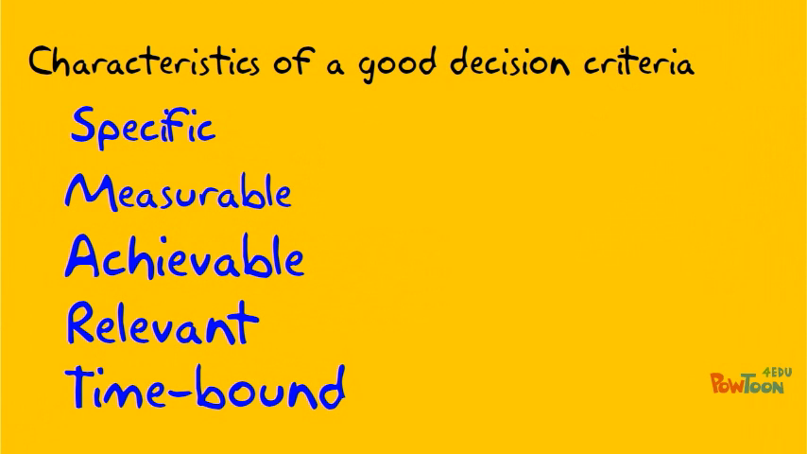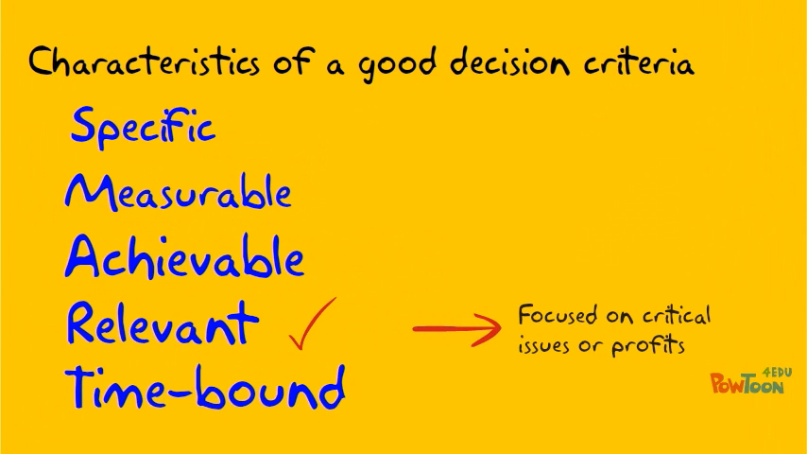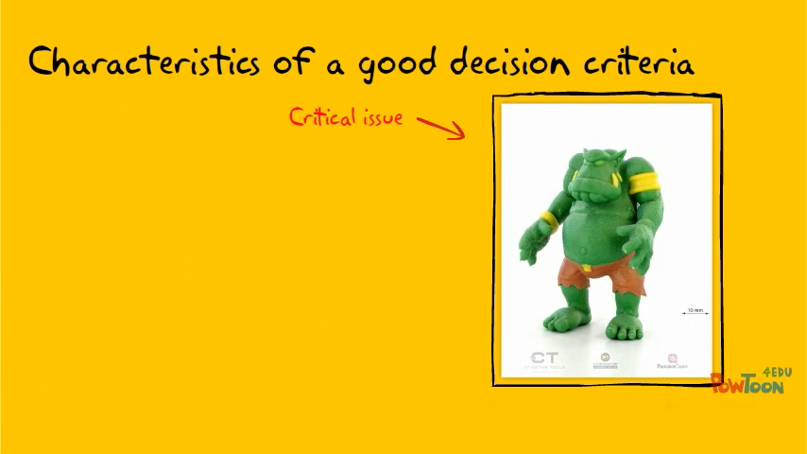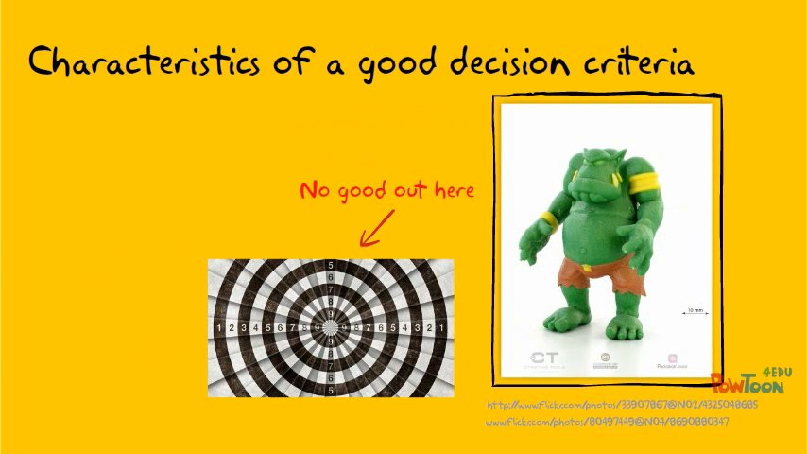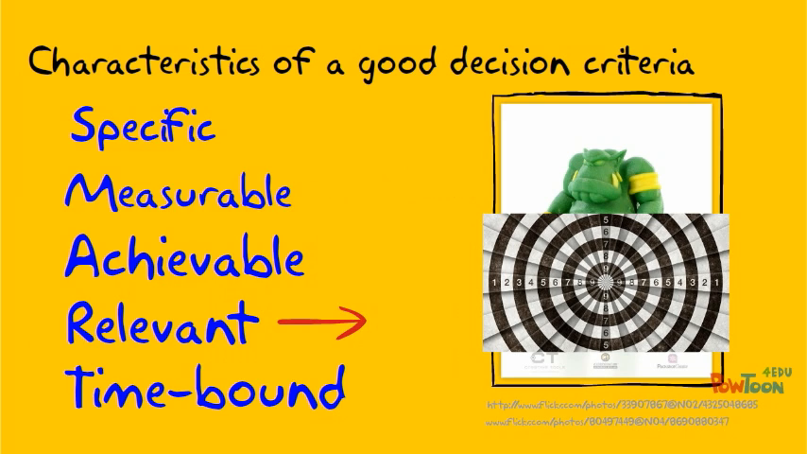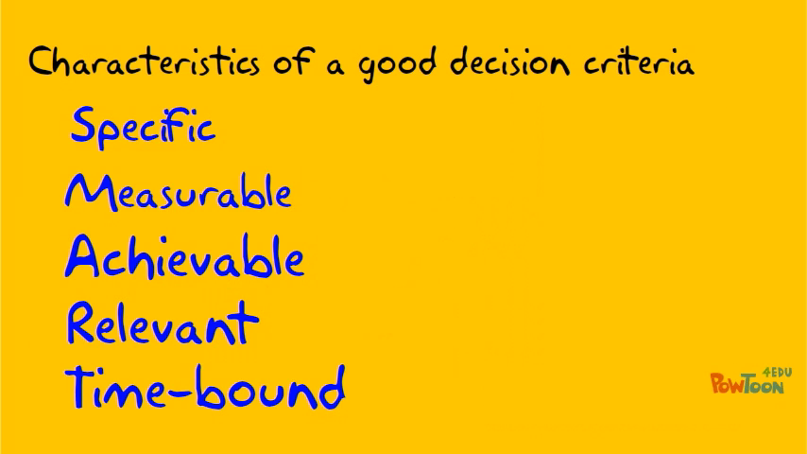All right, back to SMART. R. R means relevant. In this context, relevant means it is actually focused on a critical issue or provides meaningful profits. Remember, your decision criteria is a target. You need to make sure your target is centered right over your critical issue. Otherwise, hitting that target is a waste of energy. So make sure your decision criteria is linked to your critical issue.